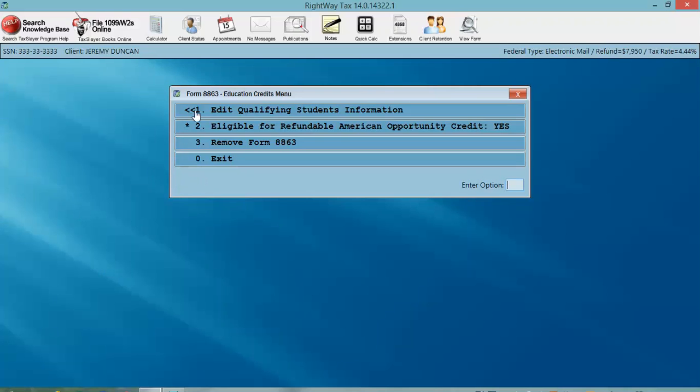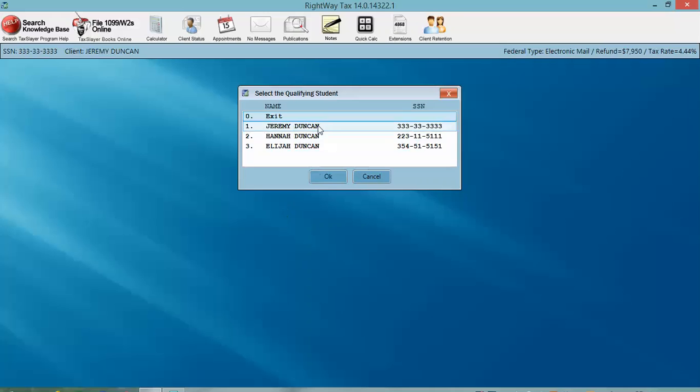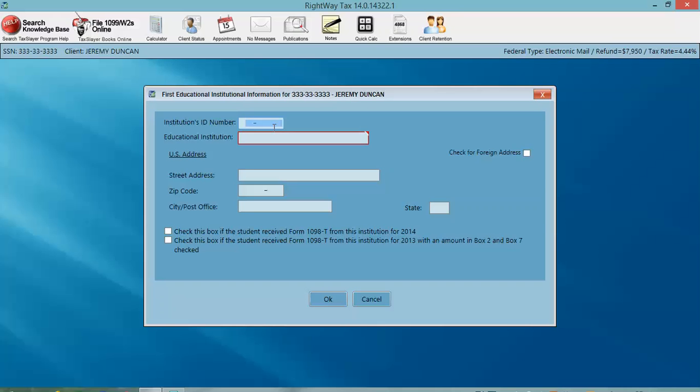What you would want to do is, obviously the arrow to the left means that you can expand this option. So we need to edit the qualifying student information. Who in the household is qualifying or applying for one of these credits? So I'm going to click New. It gives me all of my options. In this case, I think this dependent was 5 and this dependent was 3. So we're probably going to go with the primary here, being the adult. It's going to ask us for the institution information.